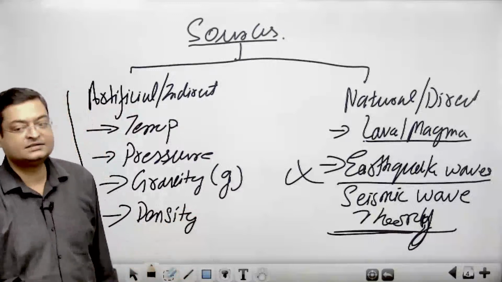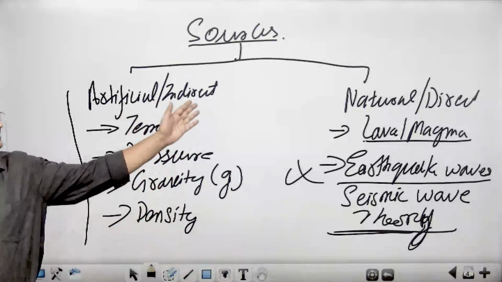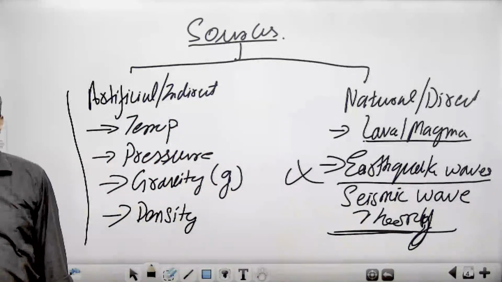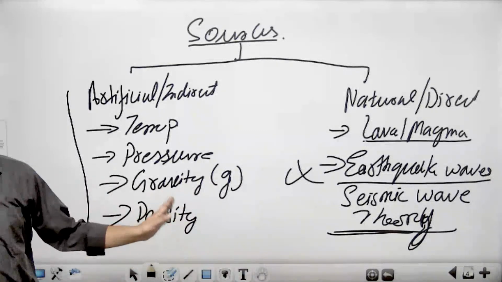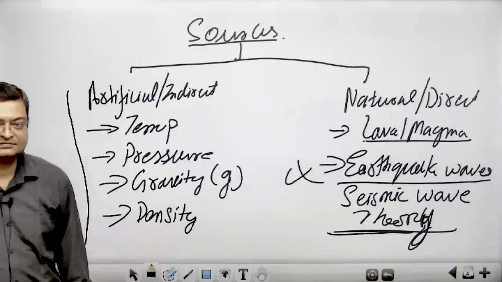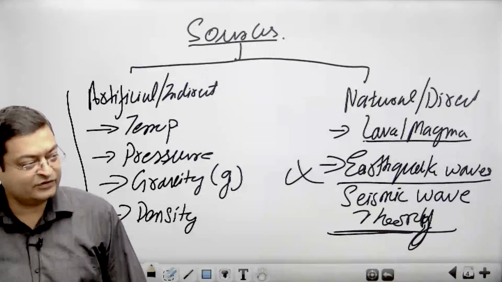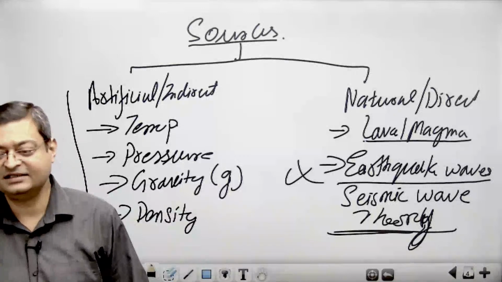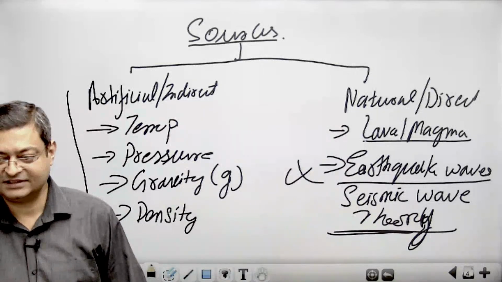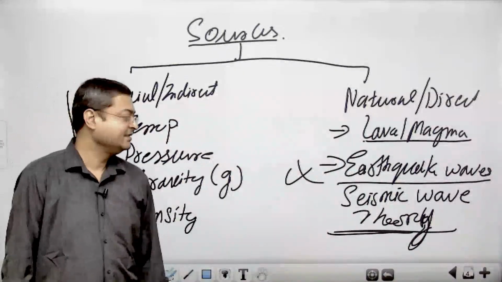Draw this chart. Sources to know about the interior structure of the earth. There are two: artificial, indirect, and natural, direct. Though I am going to show you some pictures, try to draw the things by yourself. You have to draw more and more in geography, and if you draw more and more, you are going to fetch more and more marks. Subsequently, we are going to study how to draw even the map of India. It should be done in 15 seconds. Okay? So these are the sources.